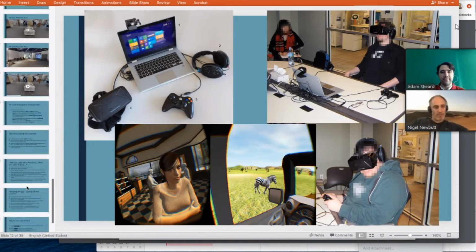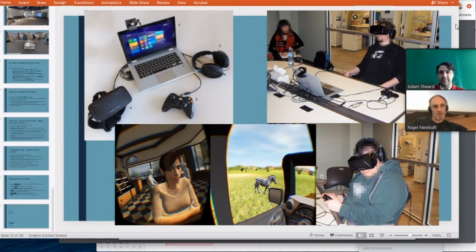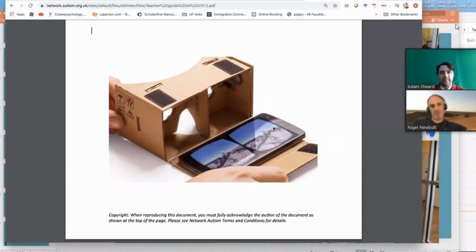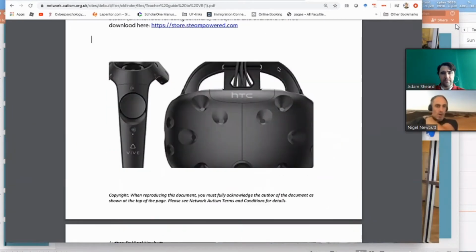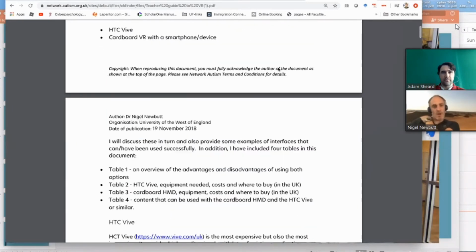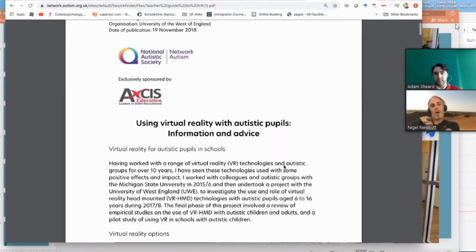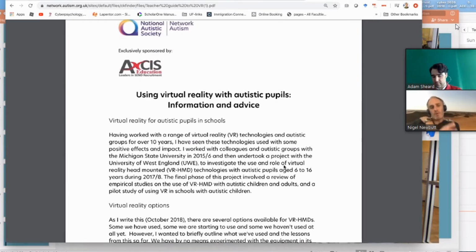The only other thing I was going to highlight in terms of visual stuff is that, from that piece of work, we then put together a document with the National Autistic Society here in the UK, who have a research arm called Network Autism. With the work we did at the school, we wanted to provide advice and guidance for teachers who might want to explore this technology in their schools. This is a document that I can obviously provide you a link to.